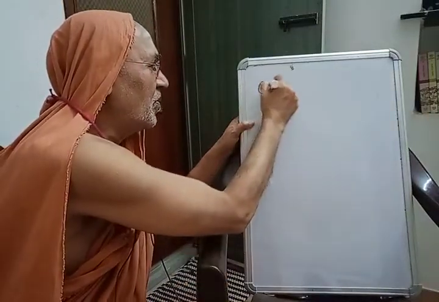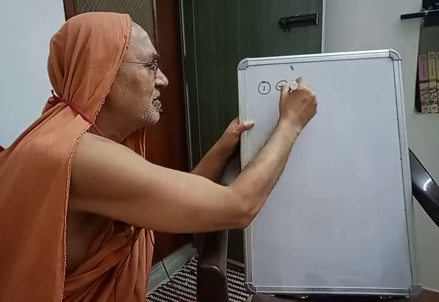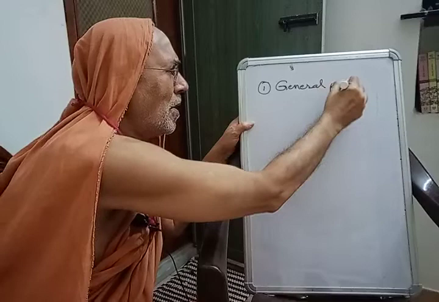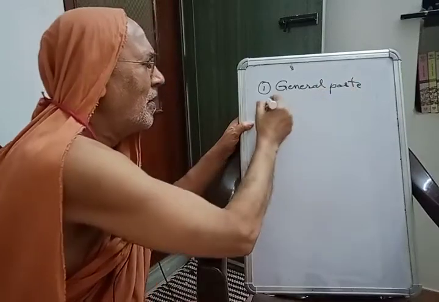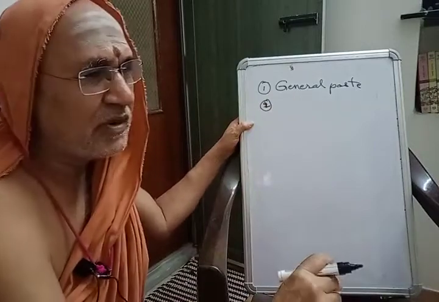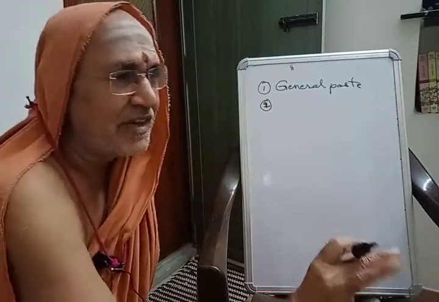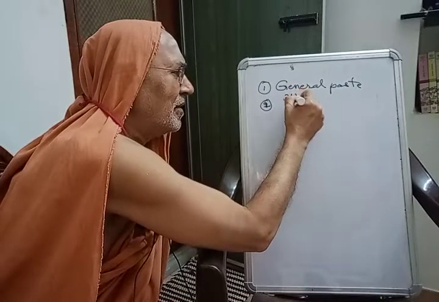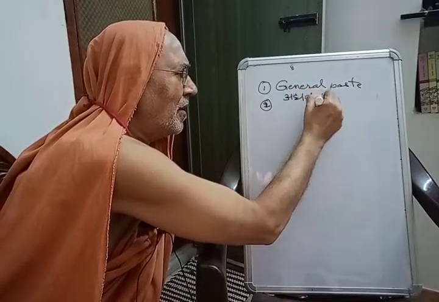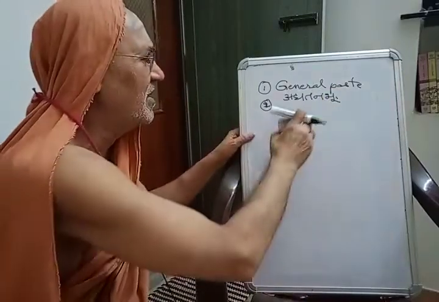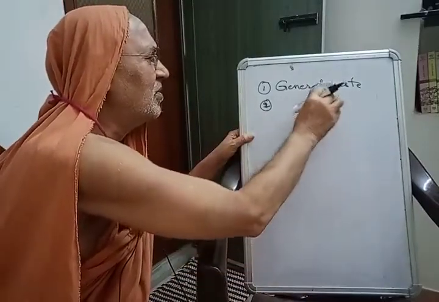one is a general past. Okay. General past is called Adyatana, Adyatana Bhutakala. Or Samanya Bhutakala. Instead of Adyatana, simply say Samanya Bhutakala.